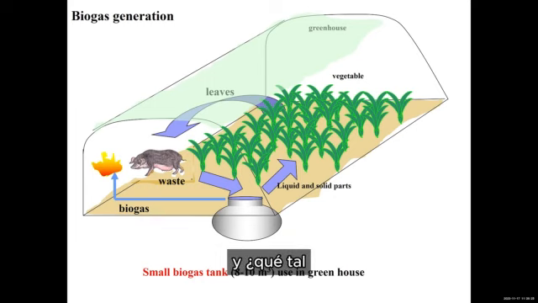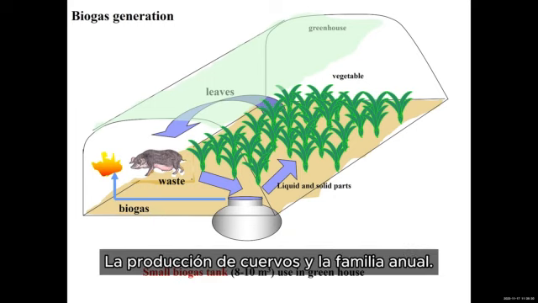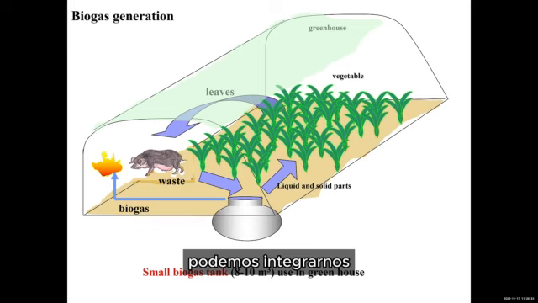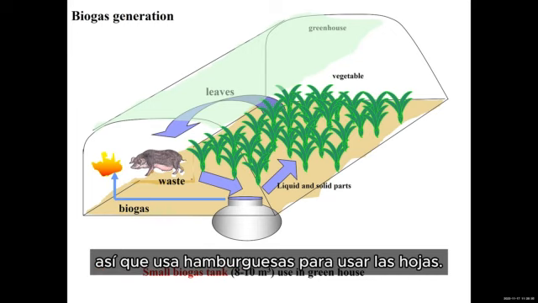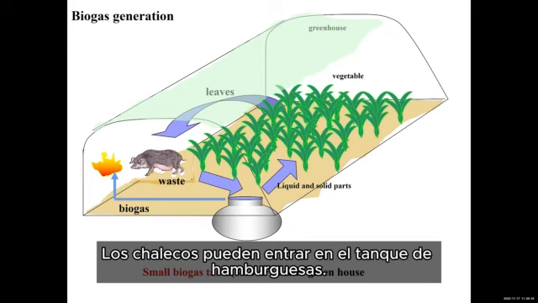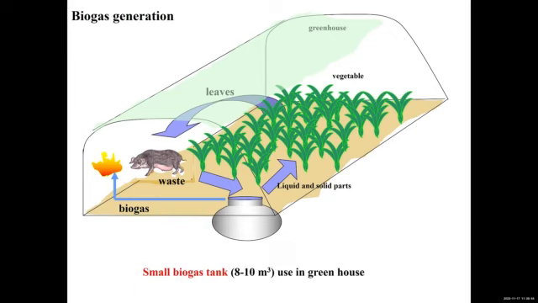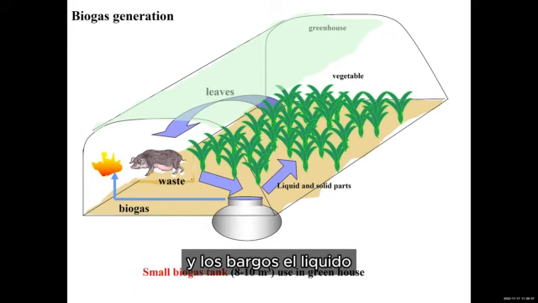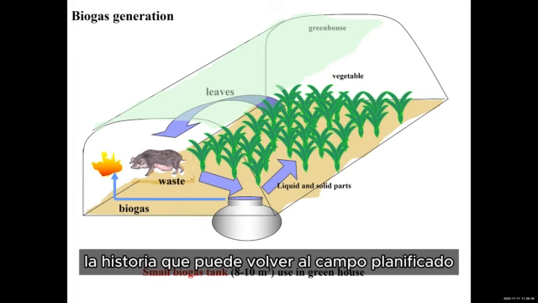And how about the crop production and the animal farming? We can use the biogas to integrate these two parts. So we put the leaves and the waste into the biogas tank, and the biogas liquid and solid can return to the plant field.